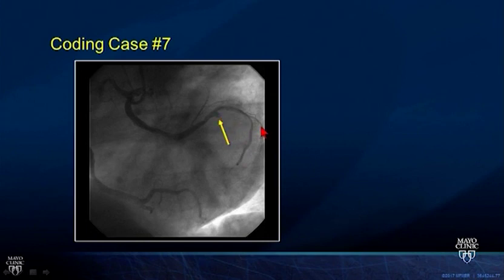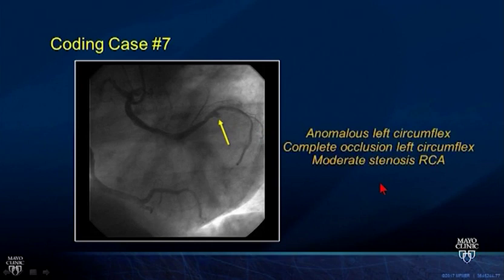So this is a patient that presented with an acute coronary syndrome, and this was an abrupt occlusion of the OM in this case. So anomalous left circumflex, complete occlusion also in the left circumflex, and I also would code moderate disease in the right coronary artery.